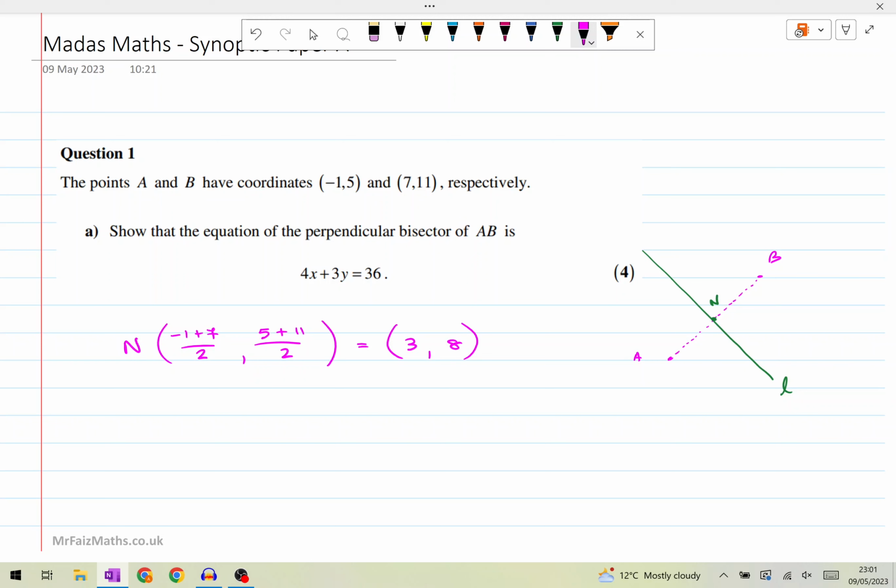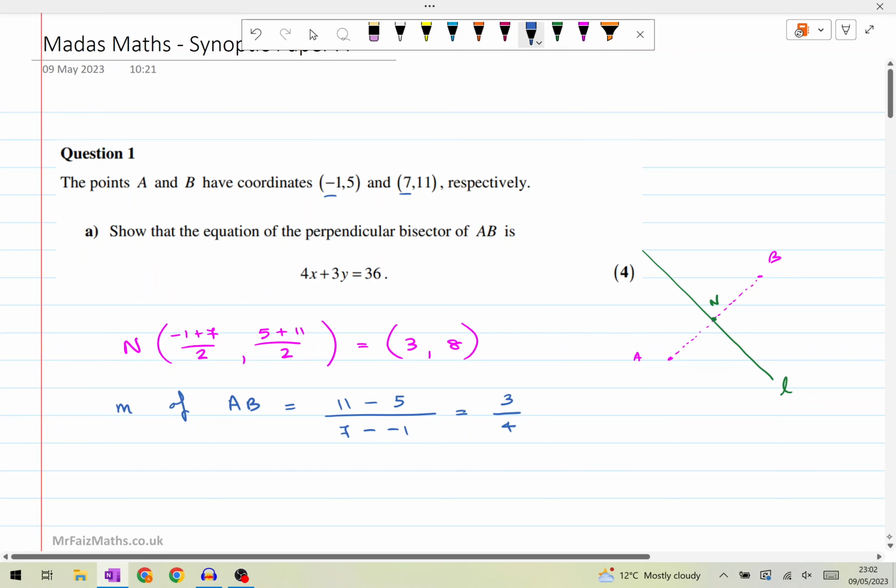What we now need is a way to find the gradient of L. To find the gradient of L, we first find the gradient of AB, and then the negative reciprocal of that will give you the gradient of L. So I'm just going to first say m of AB. The gradient of AB is just going to be y2 minus y1, so 11 take away 5, divided by x2 minus x1, the change in x, 7 minus 1. If you calculate this, either put it into a calculator or just work it out, gives you 6 over 8, which then simplifies to 3 over 4. So that's the gradient of the line AB.